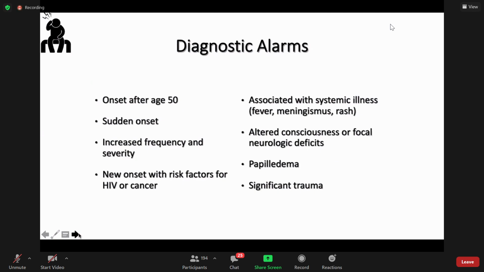Diagnostic alarms: if the patient has onset after the age of 50, if it is a sudden onset, if it has increased significantly in frequency and severity, and if the patient has risk factors such as HIV or cancer, if there is fever, meningismus, or rash, if there is change in consciousness, if there's papilledema or significant trauma in the past.